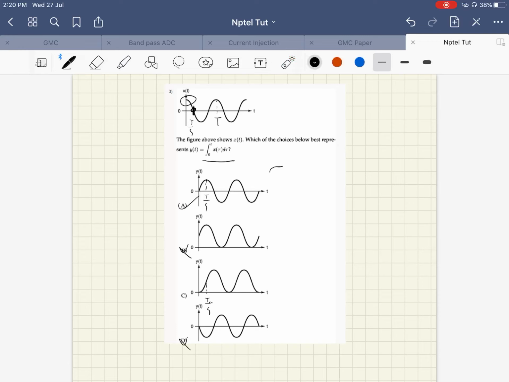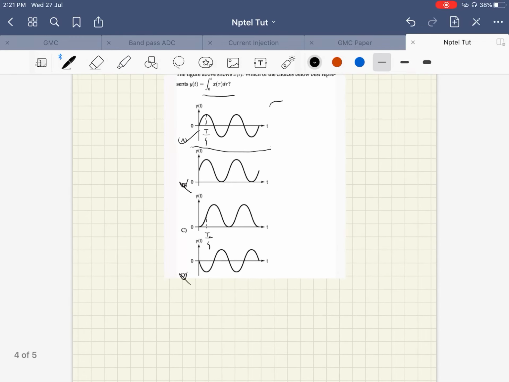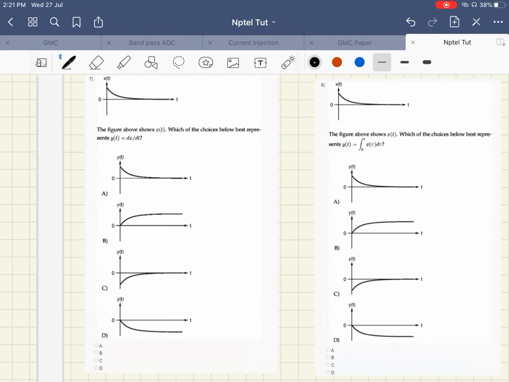And since we discussed earlier that the integral of cos is sine, from there also we get sine, and this is a sine waveform with respect to the time axis. Now we have two questions over here.